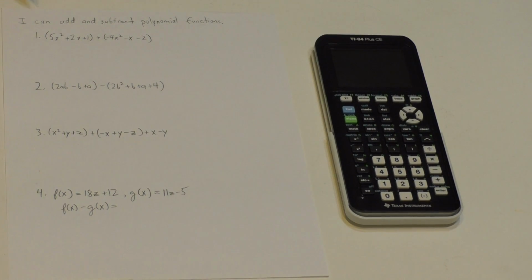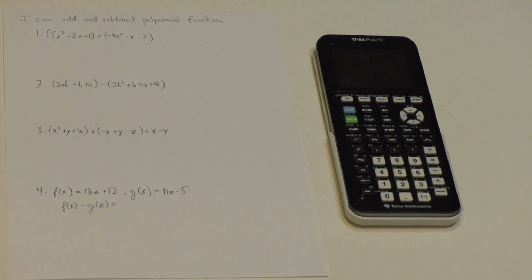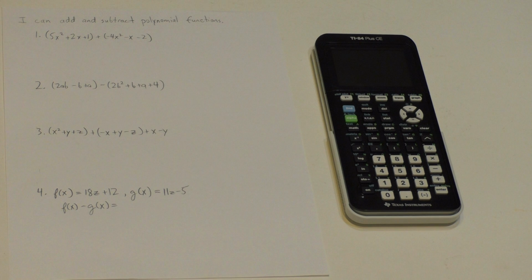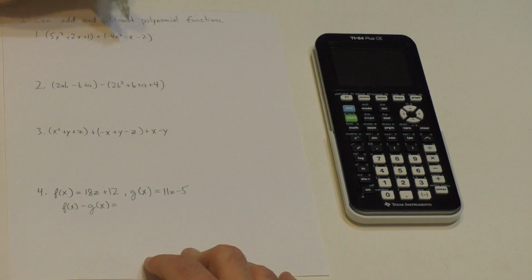I'm going to show you in this video how you can add and subtract polynomial functions. I'm going to show you a number of ways to do it, and a lot of this might be review, but it's always worth doing. Okay, so first we have two polynomials right here, expressions that are added together.